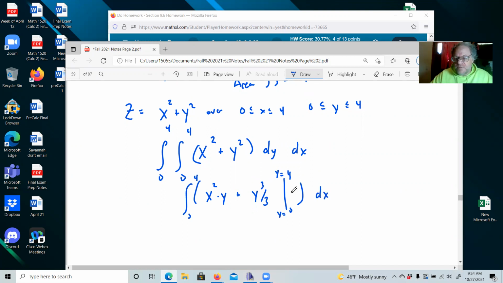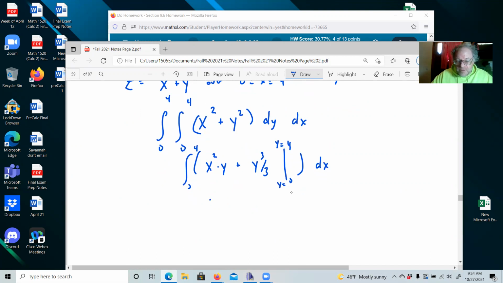So let's go ahead and evaluate for y equals 4. So we're going to have 4x squared plus, I'm sorry, we're going to have 4 cubed, plugging in y here, divided by 3. There was no x's in that term. And then minus, if I plug 0 in, we're just going to get zeros, right? I hope we can take a little shortcut like that.